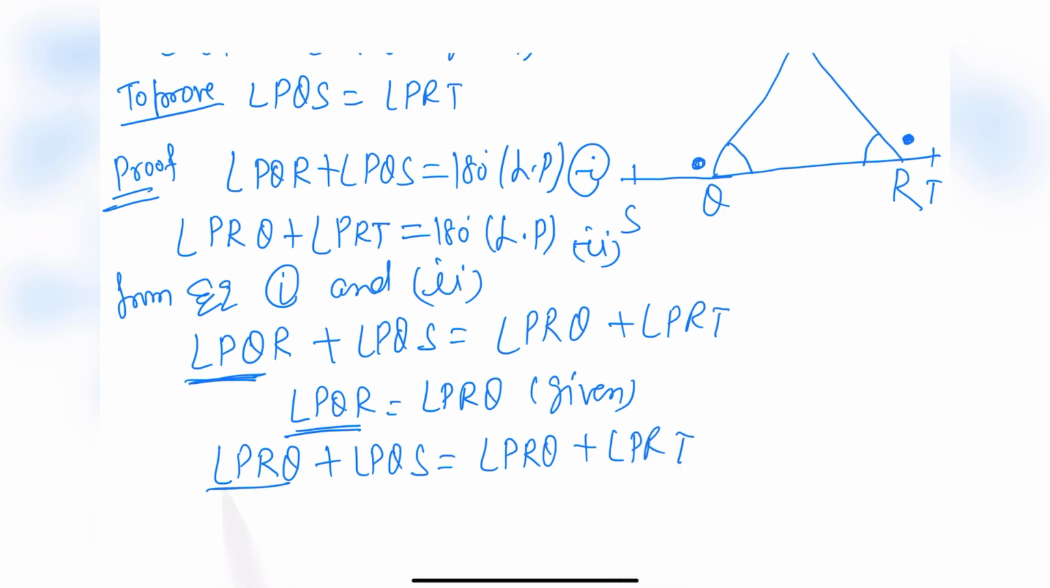Now we have the same angle PRQ on both sides, so these two are cancelled out. We remain with angle PQS is equal to angle PRT. This we needed to prove. So hence proved.